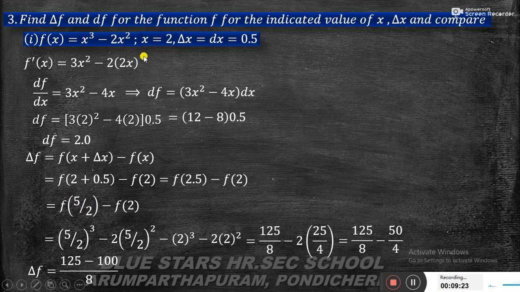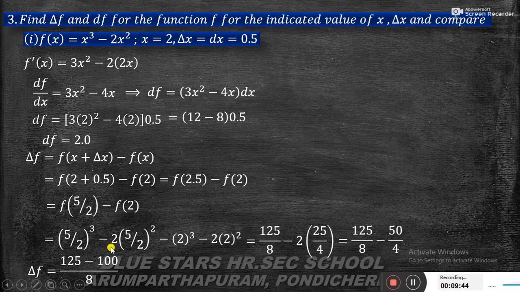So f of 5 by 2 means (5 by 2) whole cube minus 2 into (5 by 2) whole square. Minus f of 2 means 2 cube minus 2 into 2 square. So in the next step, we write it minus of, here one bracket will come.